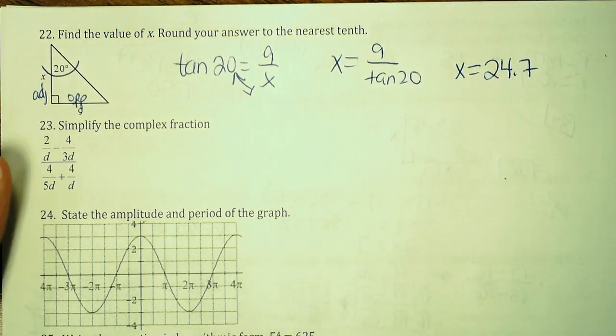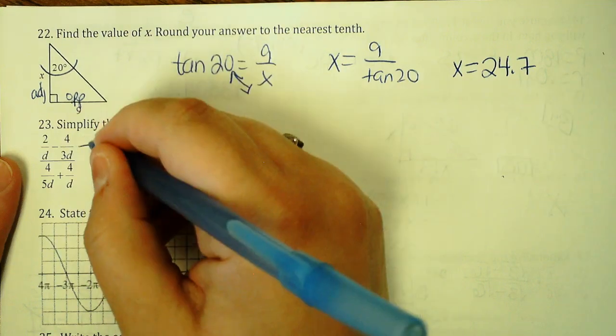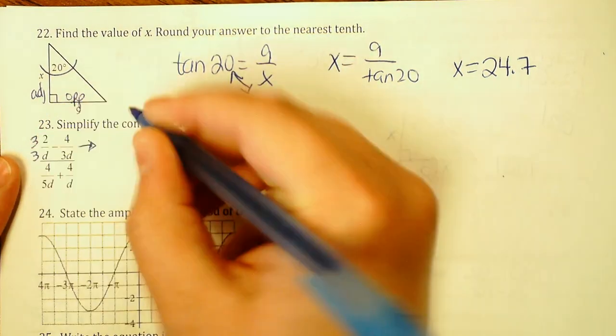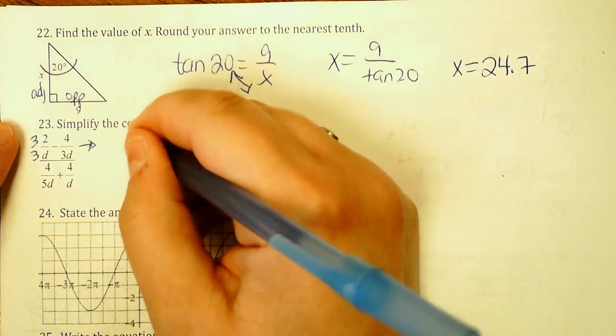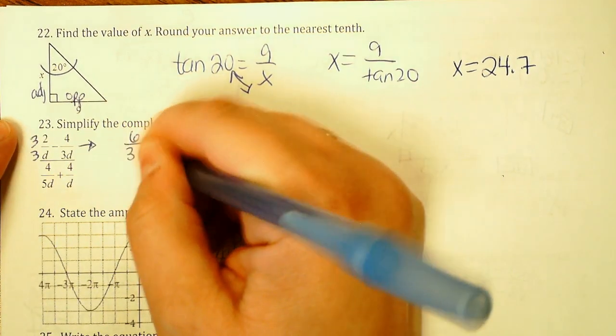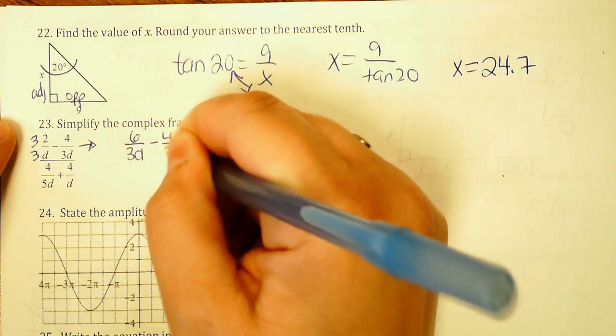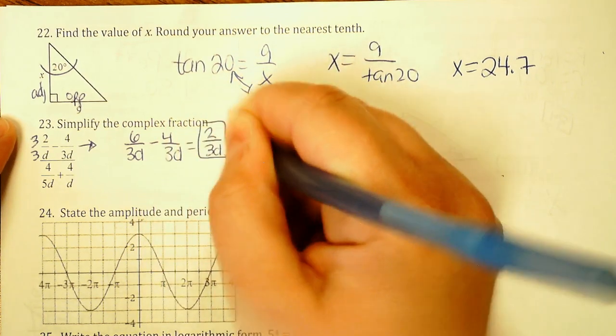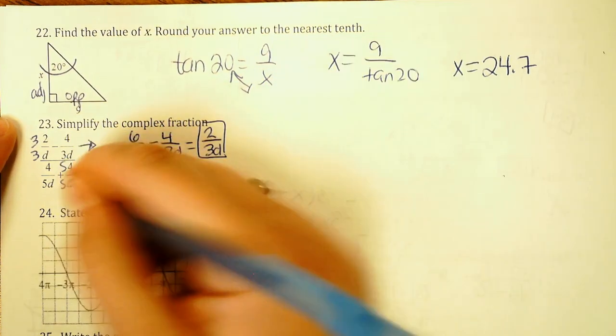Simplifying complex fractions, do the top and the bottom separately. I'm going to take and multiply 3 to the first fraction here. This will allow us to have a common denominator. And then I can actually subtract. That's the top.